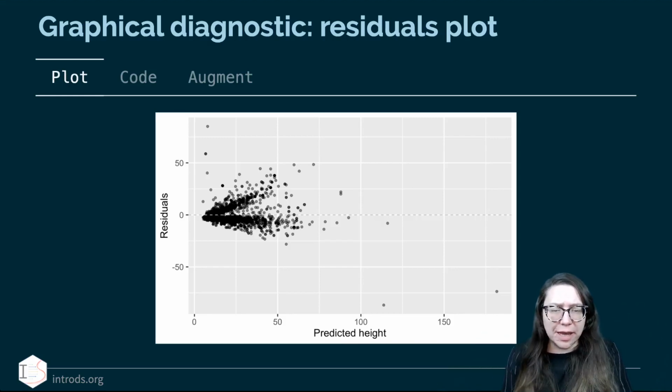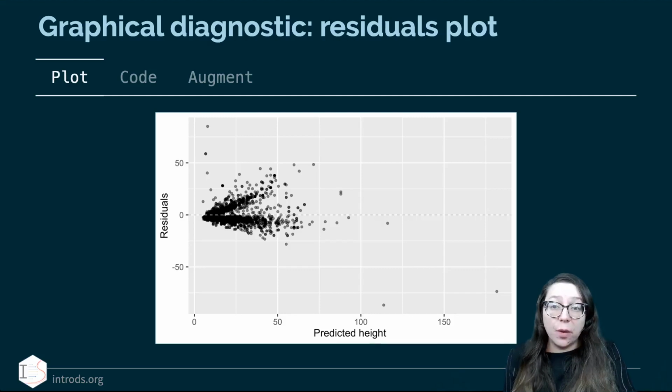So let's first talk about how this plot was constructed, what is on both of the axes, and then we'll talk about what do we do with this information. So on the y-axis, we have residuals. So imagine that for every single data point, after fitting the model, we calculate the predicted values and we calculate the residuals, and then we plot those two new variables, the predicted values and the residuals.